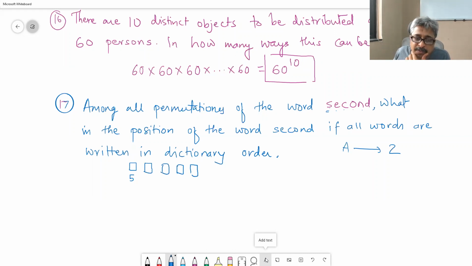Then we have 4 into 3 into 2 into 1. This place can be occupied in 5 different ways, then 4 different ways, 3 different ways, 2 different ways. So if a word starts with not S, then these many words will be before even the first word which starts with S. So that is the first answer. Plus, we have to add the next. Now we have assigned S in the first place, and we are thinking about the remaining. There are total 6.